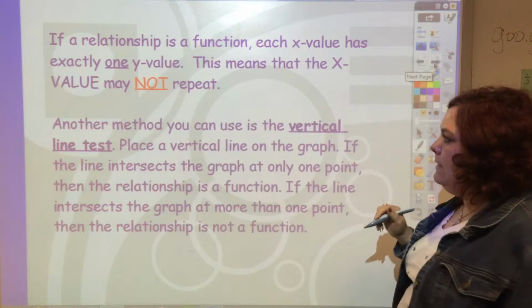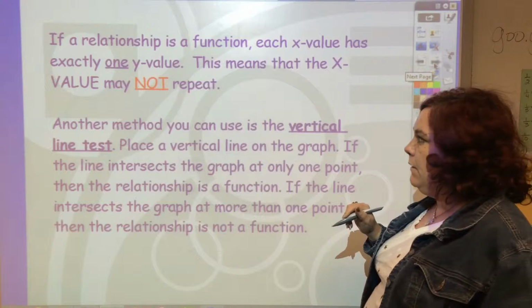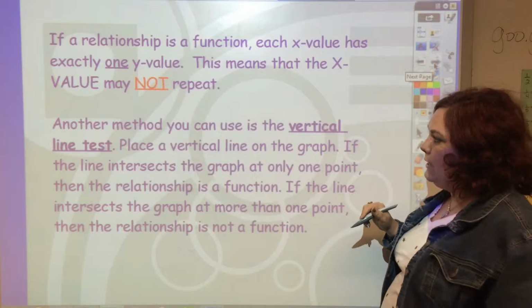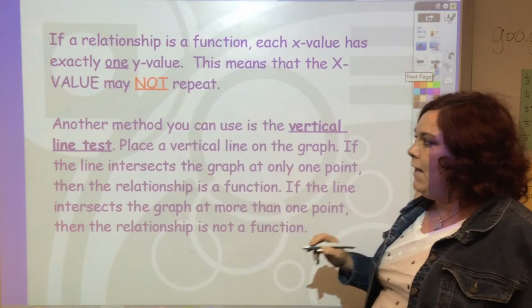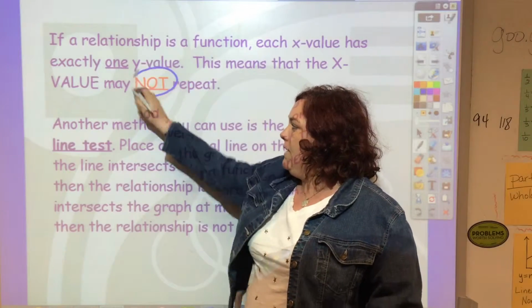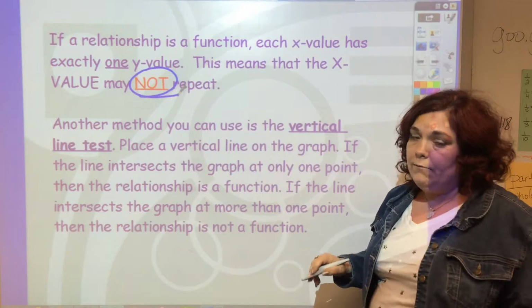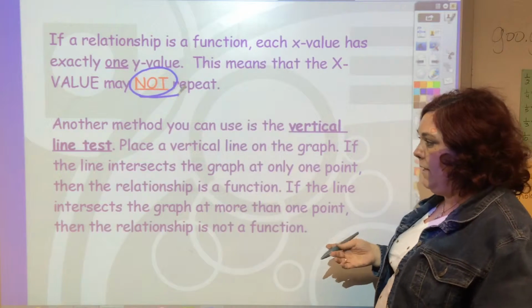The thing to understand is that if a relationship is a function, each x value has only one y value. This means that the x value may not repeat. The y value can repeat, but the x value cannot repeat.